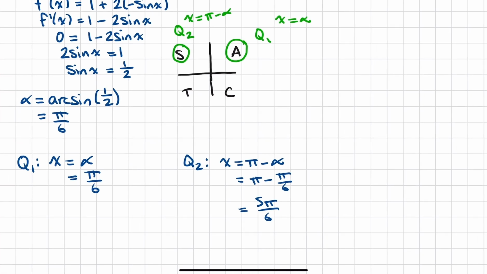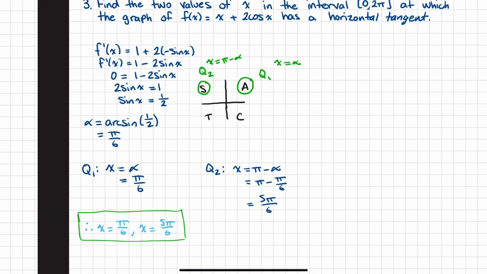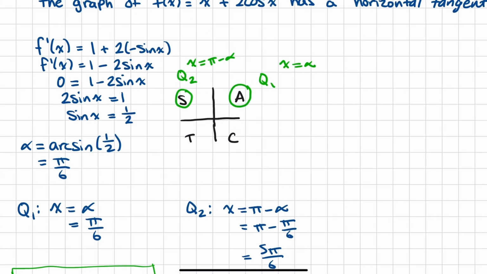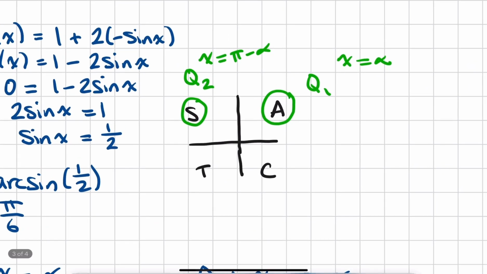And so therefore, we can say that we have two horizontal tangents at these x values, when x is equal to pi over 6 and when x is equal to 5 pi over 6 within the interval 0 to 2 pi. Now let's say that the ratio here was a negative. Well, instead of it being in quadrant 1 and quadrant 2, it would just be in quadrant 3 and quadrant 4 instead, where sine is negative in the tan and cosine region.